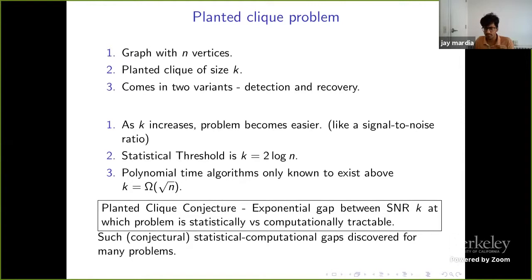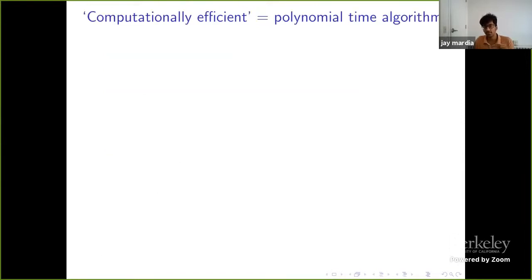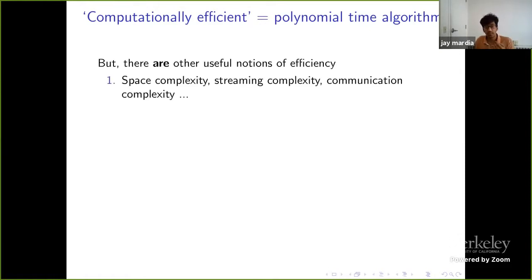On the previous slide, one thing that was implicit was that we equated computational efficiency with the existence of polynomial time algorithms. And I'm sure I don't need to justify this. I think everyone here will believe that that's a reasonable thing to do. And the study of StatComp gaps has also taken this perspective. However, we know that there are other useful notions of complexity. They consider other resources that are different from time. And also, studying them sometimes gives surprising insights. For example, space complexity turns out to be related to the complexity of two-player games. Communication complexity turns out to have connections in understanding streaming complexity. So studying these can be surprising.